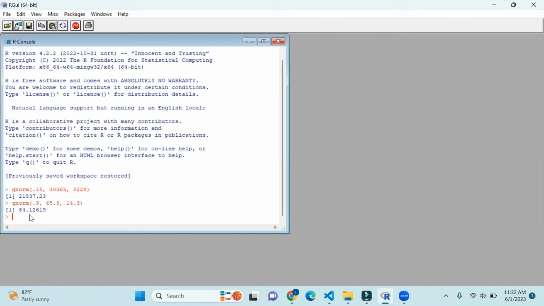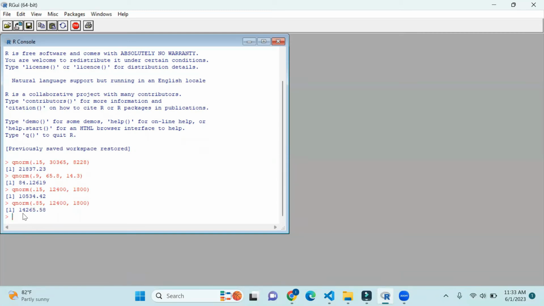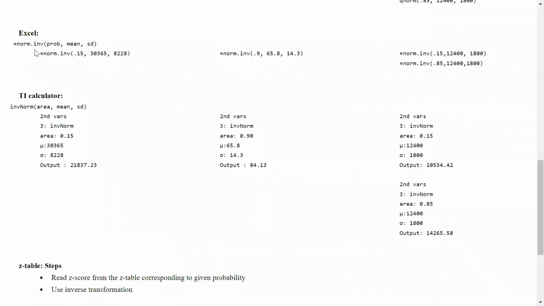For the middle probability, for the lower quantile, we enter here 0.15. The mean is 12,400 and the standard deviation is 1800. If you enter, this is the lower quantile of the middle probability. Similarly, for the upper quantile, if we change this 0.15 to 0.85, we get the upper quantile of the middle probability. Using Excel, norm.inv is the command with the arguments inside the parenthesis, probability, mean, and standard deviation.